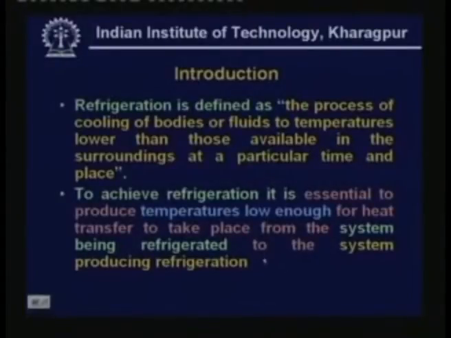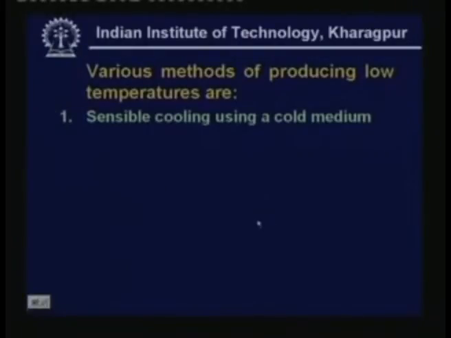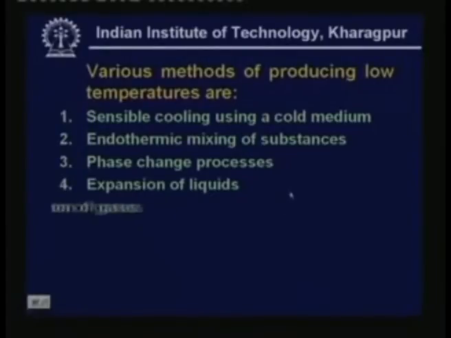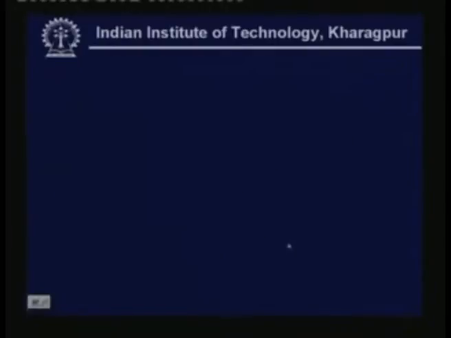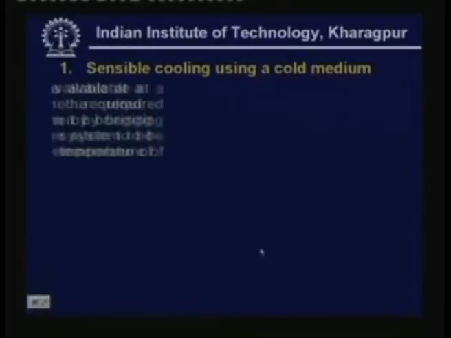So let us look at some of the methods of achieving low temperatures. The various methods of producing low temperatures are sensible cooling using a cold medium, endothermic mixing of substances, phase change processes, expansion of liquids, expansion of gases, thermoelectric method and magnetic method. First let us look at the sensible cooling method. So, producing low temperatures using sensible cooling using a cold medium.